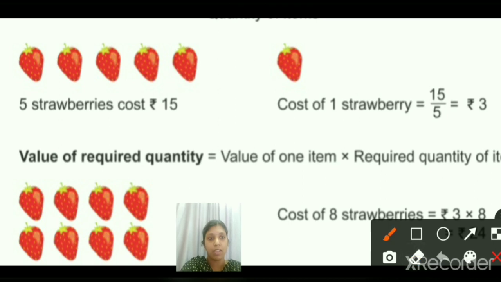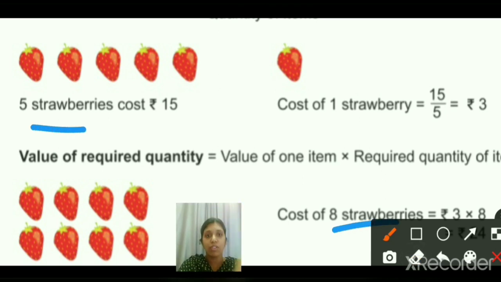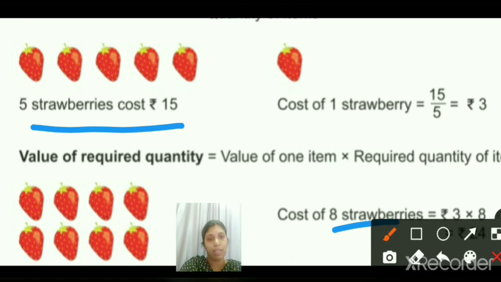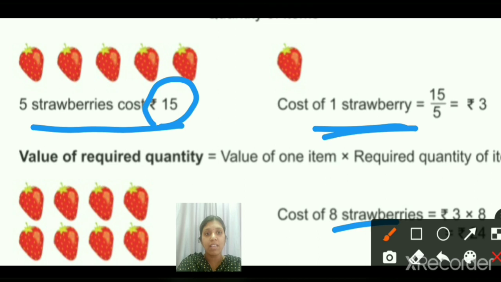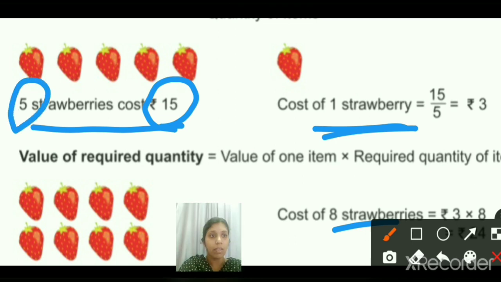Okay children, so first the cost of 5 strawberries is given and we have to find it for 8. So how can we find it for 8 strawberries? First we have to find the cost of 1 strawberry. How can we find the cost of 1 strawberry? We have to divide. The cost of 5 strawberries is given as 15 rupees. So what is the cost of 1 strawberry? 15 divided by 5, so 3 rupees. So 3 rupees is the cost of 1 strawberry.